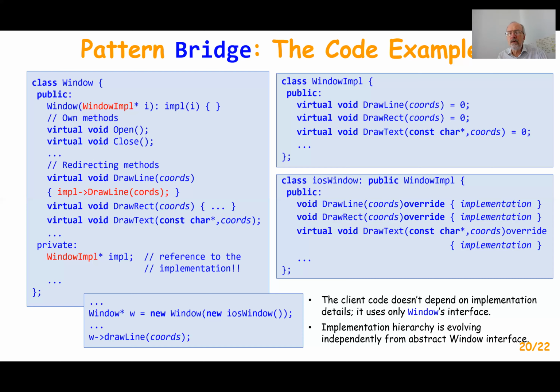Look at a couple of comments on the right side. The client code doesn't depend on implementation details. It uses only the Window interface. This is a very important point. Client code knows nothing about the platform. It remains the same for all platforms if we use such a pattern. The second point: because these two parts are completely independent, we can evolve the implementation hierarchy independently from the abstract window interface. We can add a new platform, we can change the implementation of methods, and so on.